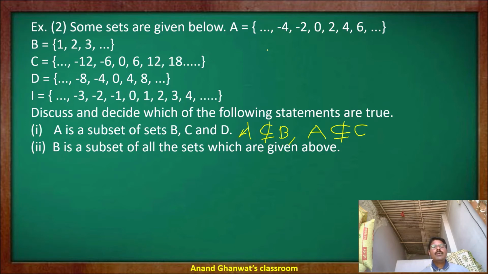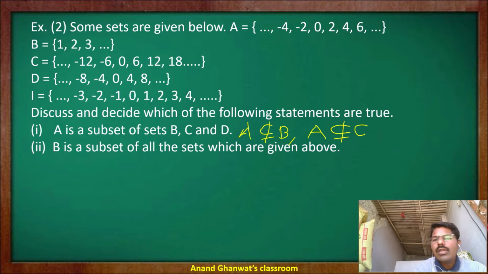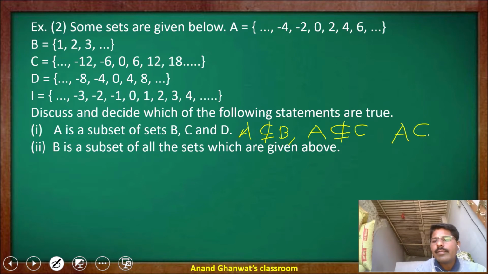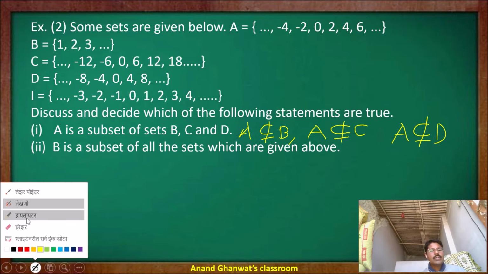Now let us check whether A is a subset of D. So -4 that is present in set A is present in set B and set D. -2 that is present in set A is not present in set B. Therefore A is not a subset of set D. So in this way A is not a subset of B, A is not a subset of C and A is not a subset of D. Let us now turn towards the second question.